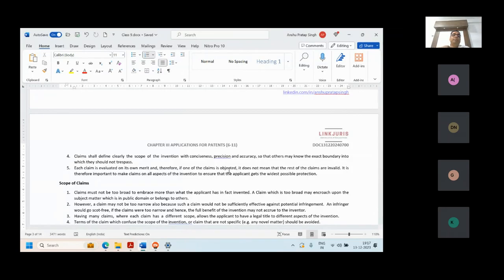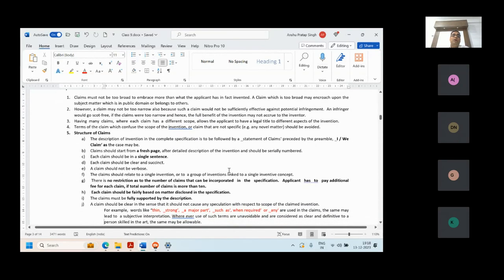Now, whenever a claim is being evaluated, all claims are evaluated on their own merit. So if one is considered invalid, does it make the others invalid? So each and every claim will have to pass all the requisites of an invention, and that's how it will pass.